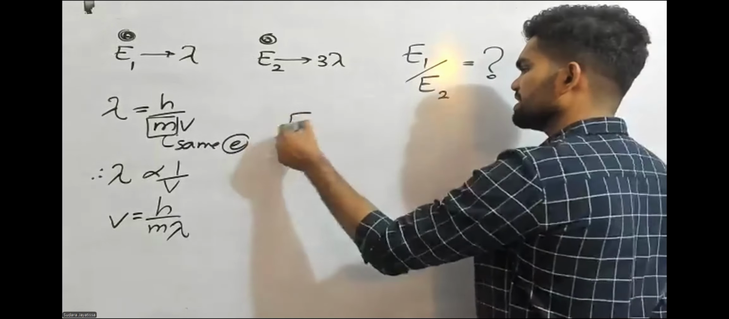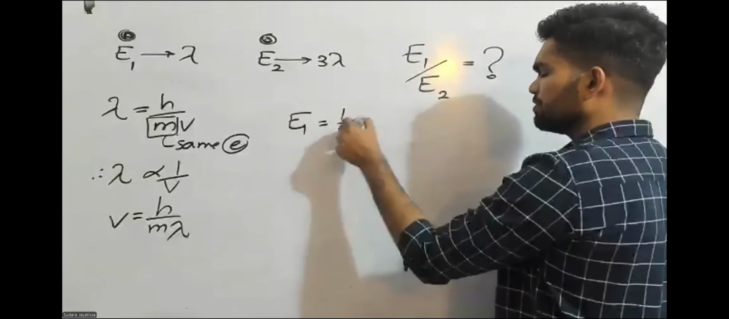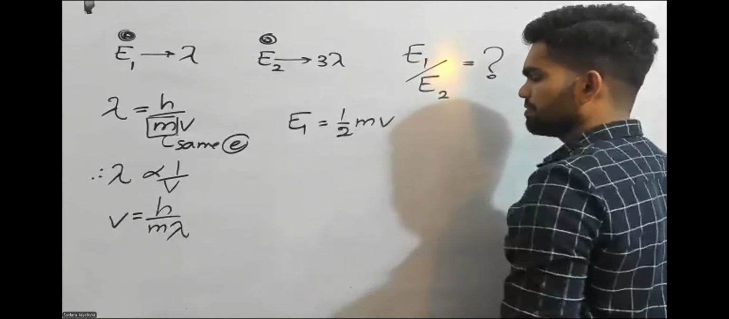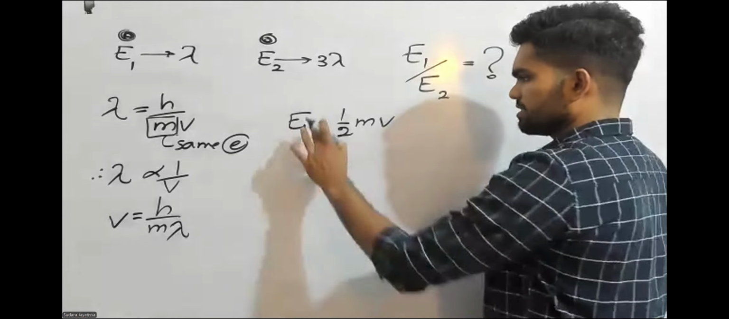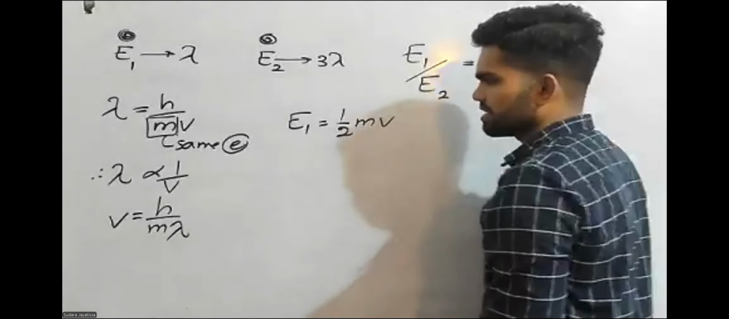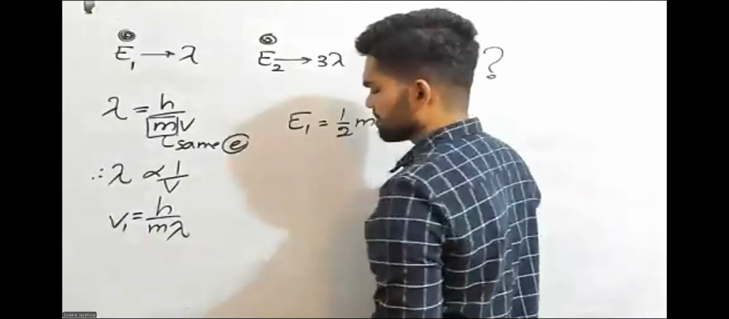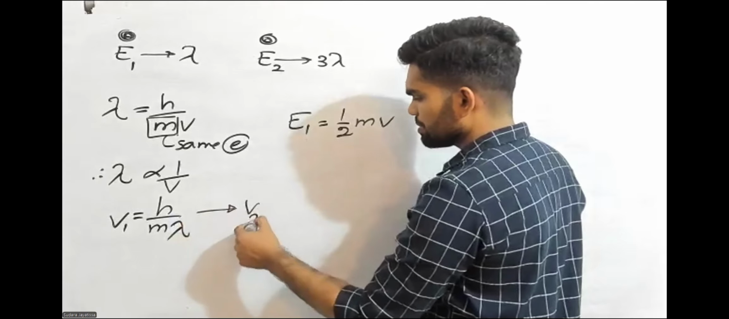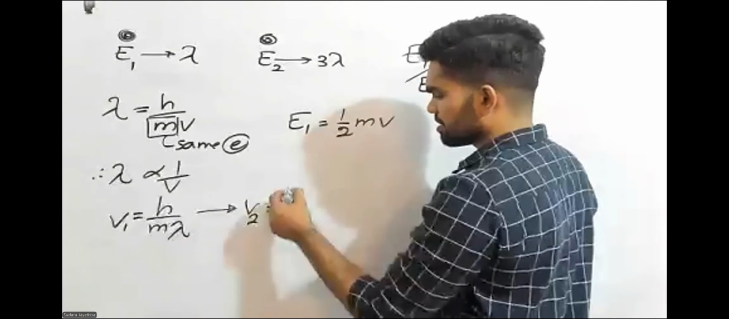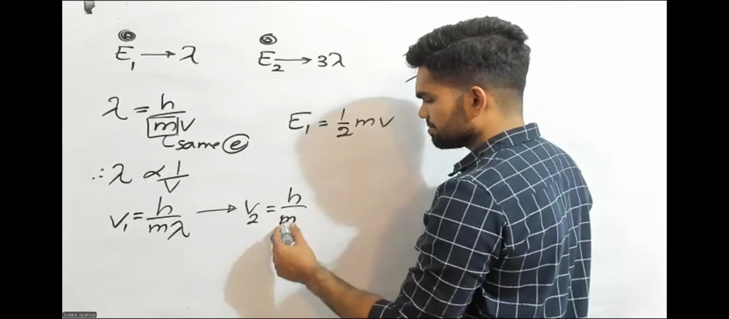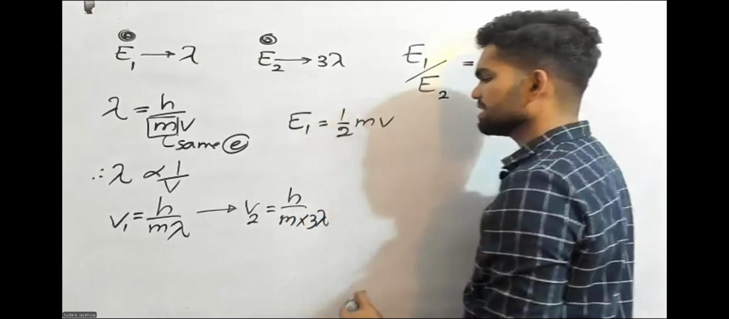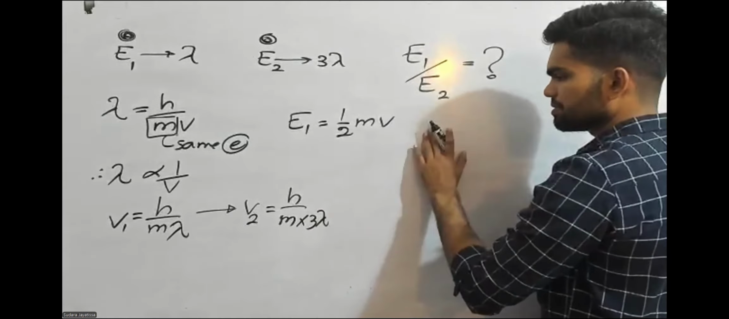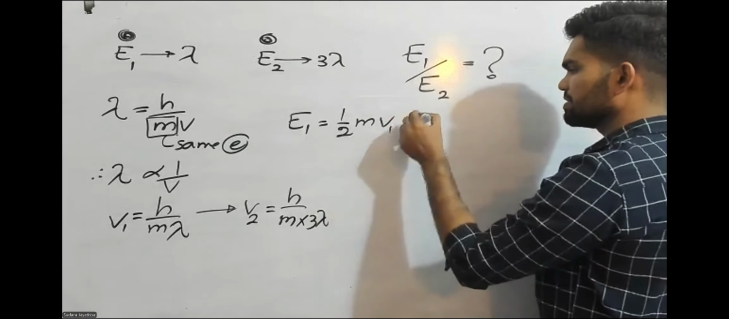Now if you write an expression for E1, right? Half mv squared. Now let's say this is V1. So if it is changed to 3 lambda, then what is going to be our V2? h over m into 3 lambda. That is our second velocity. Okay, the next velocity. Now here you have V1, so we can substitute here.